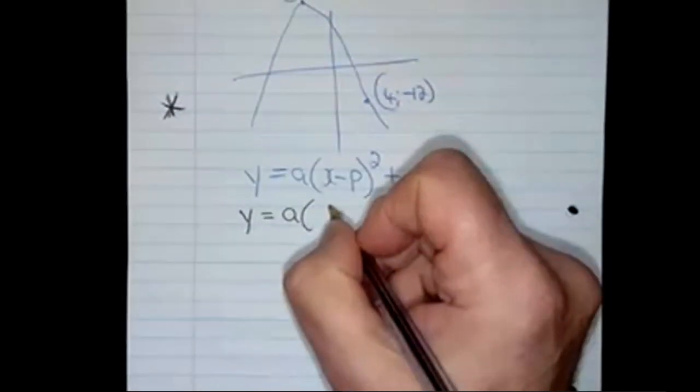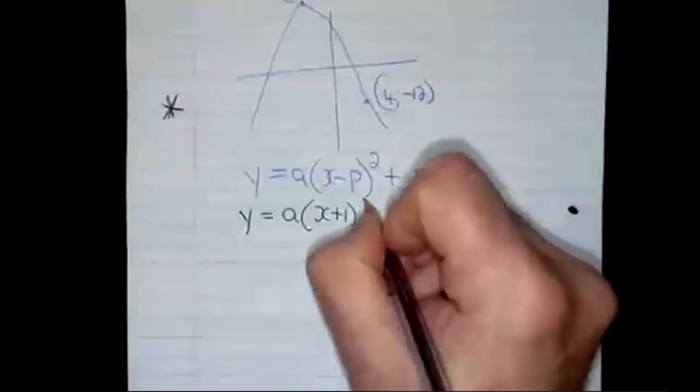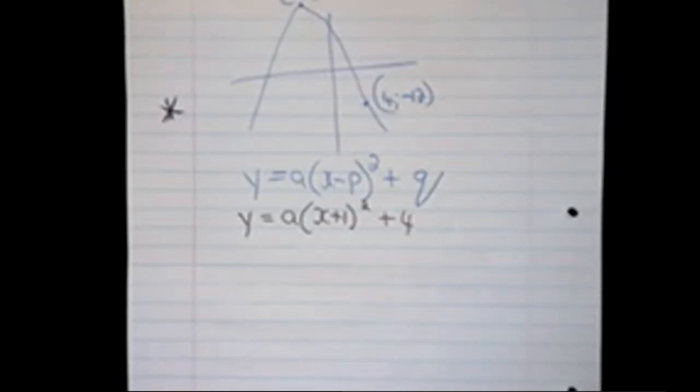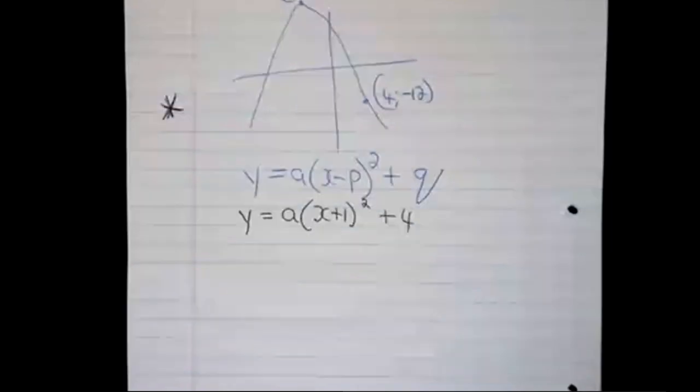Now, what I was saying just now is don't make sign mistakes, hey? So that must be x plus 1 and then plus 4. If you have that, yay. So now we must get the a value. That means that you must substitute the point 4, minus 12. So put the 4 where it belongs, that's in the place of the x. Put the minus 12 where it belongs, that's in the place of the y. And then get the a from that.